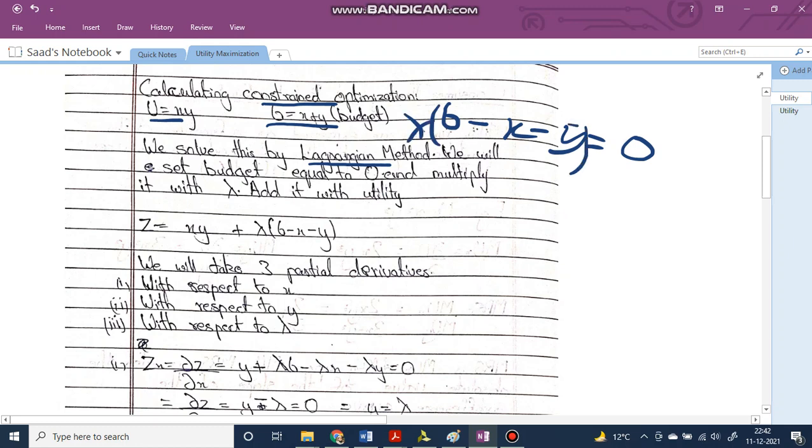Then the last step is adding it to the utility function, by which we will get a new equation, which is z equals xy plus lambda multiplied by (6 minus x minus y). We will partially differentiate this equation with respect to x, with respect to y, and with respect to lambda.